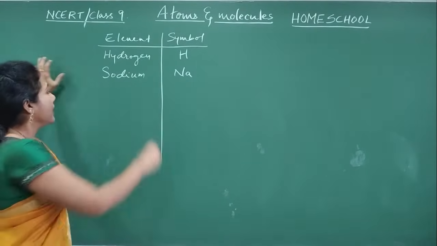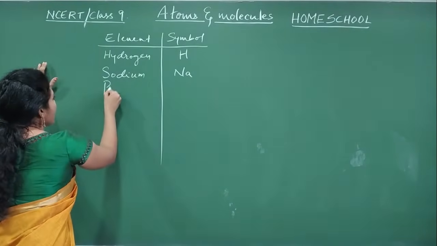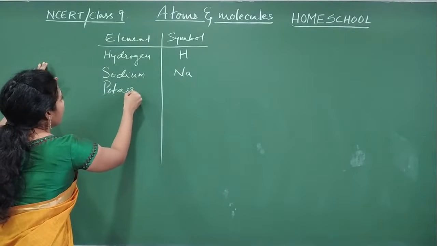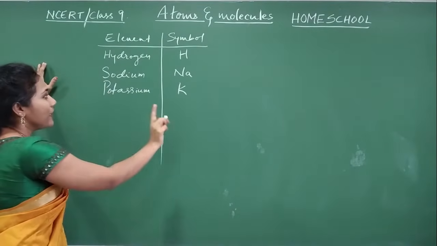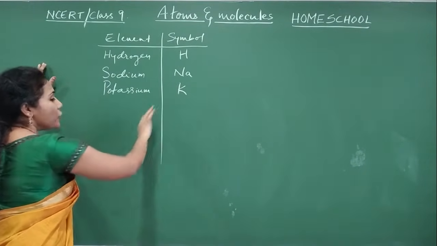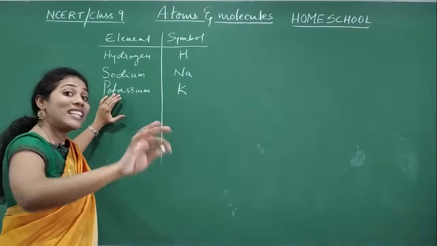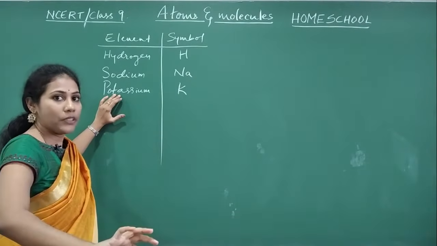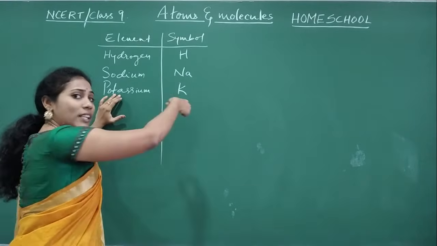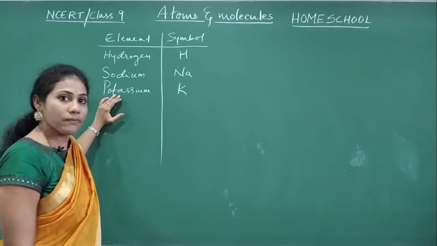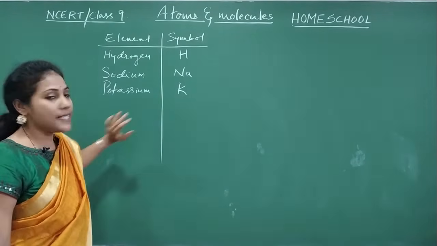And after that, potassium. Potassium symbol K, guys, not P or PO. K is also taken from potassium's Greek name. Like that, Greek names' starting letters also can be considered as symbols. So potassium symbol is K.